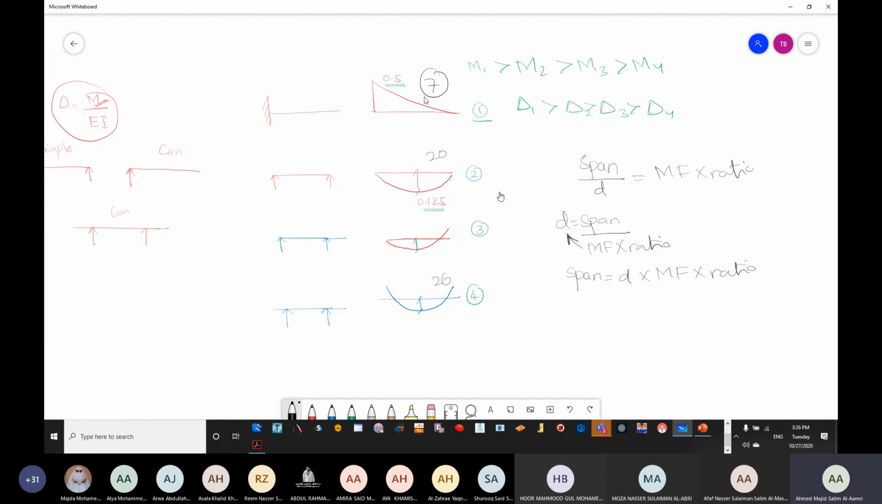Now if you have kept the ratio to be 7, of course your span is going to be less. So by doing that, the code has controlled the deflection of the cantilever. Are we clear?